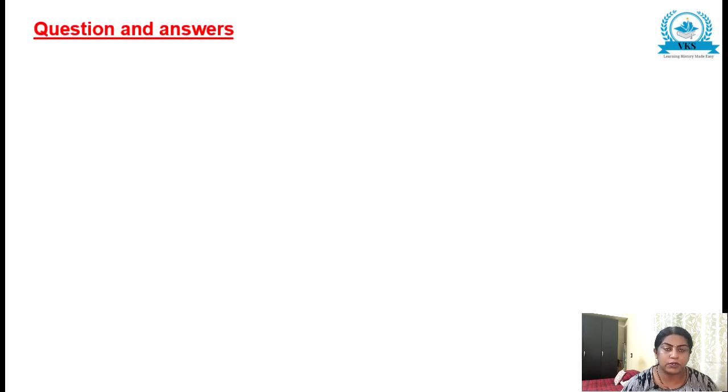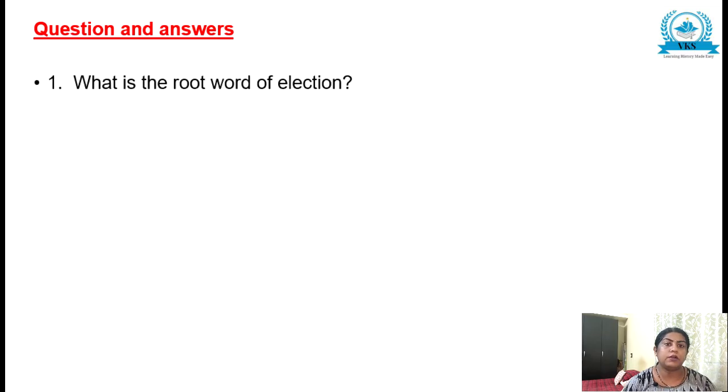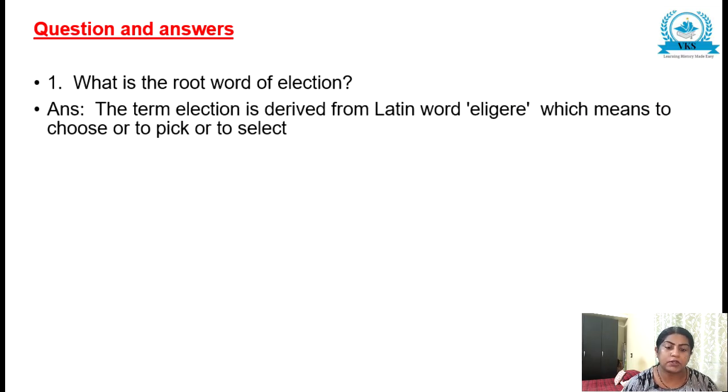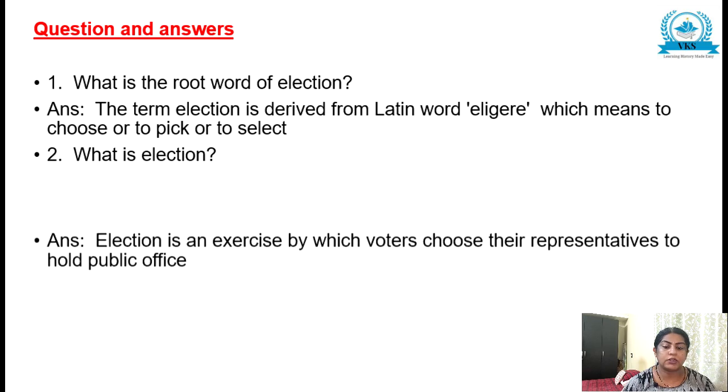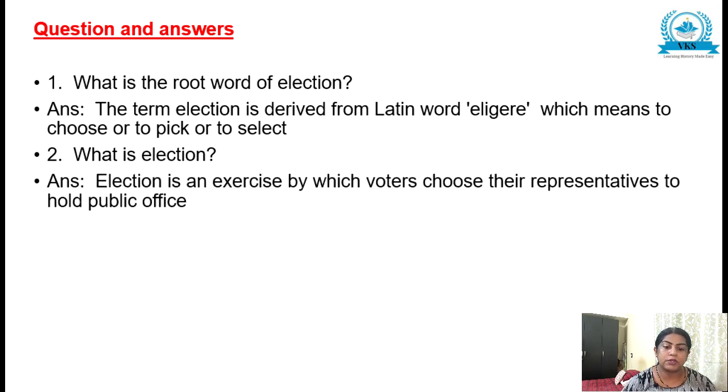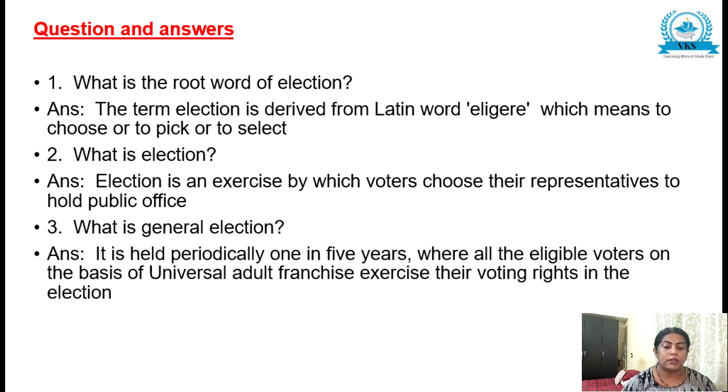Now let us see some questions and answers regarding the topic which I have studied today. What is the root word of election? The term election is derived from the Latin word elegere, which means to choose or to pick or to select. What is election? Election is an exercise by which voters choose their representatives to hold public office. What is general election? It is held periodically once in 5 years, where all the eligible voters on the basis of universal adult franchise exercise their voting rights in the election.